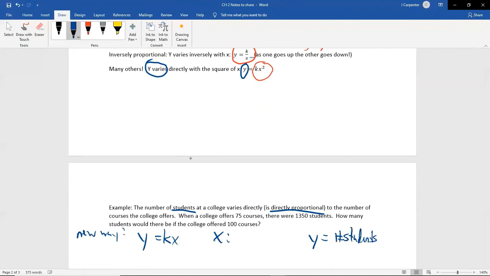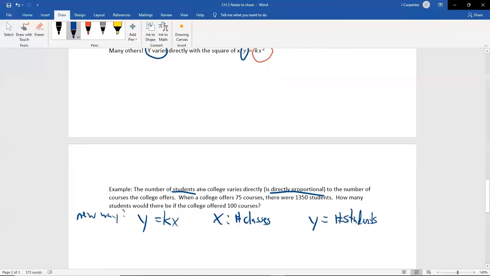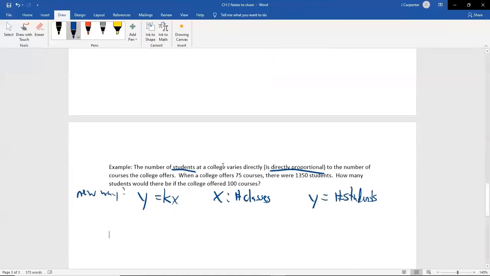So students was the thing before varies or proportional, so that's what I'm going to call y. X then would be the number of classes. I will say this one last time before moving on. You can completely swap X and Y. Your algebra will look a little different, but you will ultimately end up at the same number of correct students if you didn't make any algebraic mistakes yourself. So X, I'm calling the number of classes. Y, I'm calling the number of students. That's how I chose to do it. Then they say when there's 75 courses offered, 1350 students enrolled.